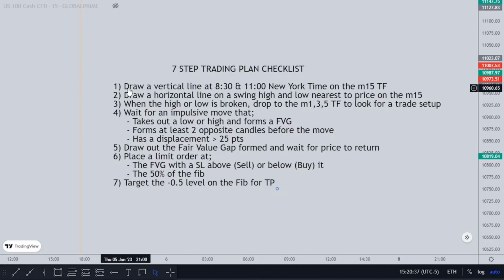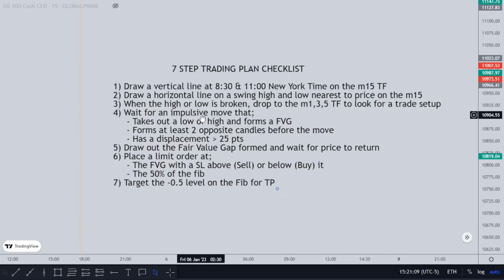Step 1, we draw a vertical line at 8:30 and 11 New York Standard Time on the 15-minute time frame. So we normally start our trading each and every day on the 15-minute time frame. Then, step 2, we draw a horizontal line on a swing high and low nearest to price on that 15-minute time frame.